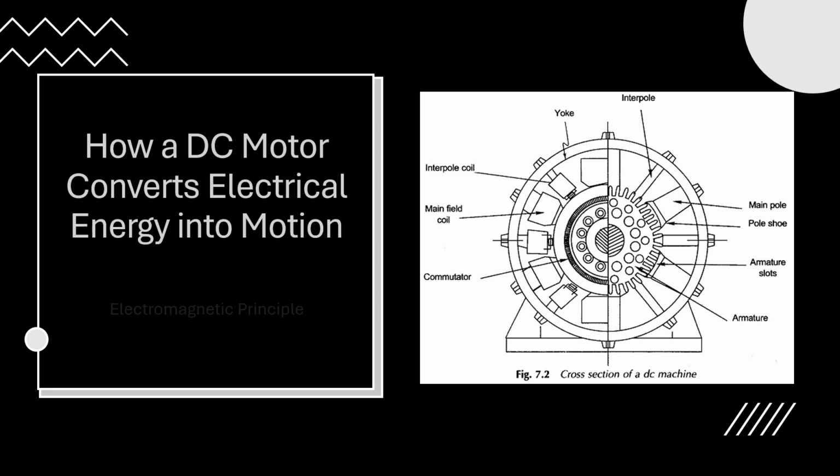Hello everyone. Today we are going to explore one of the most fundamental and widely used machines in electrical engineering, the DC motor. Our focus is on the core principle, how this device essentially converts electrical energy into mechanical energy of motion. We will break down the electromagnetic principle at play, examine the key components that make continuous rotation possible, and look at where this motor powers our world.